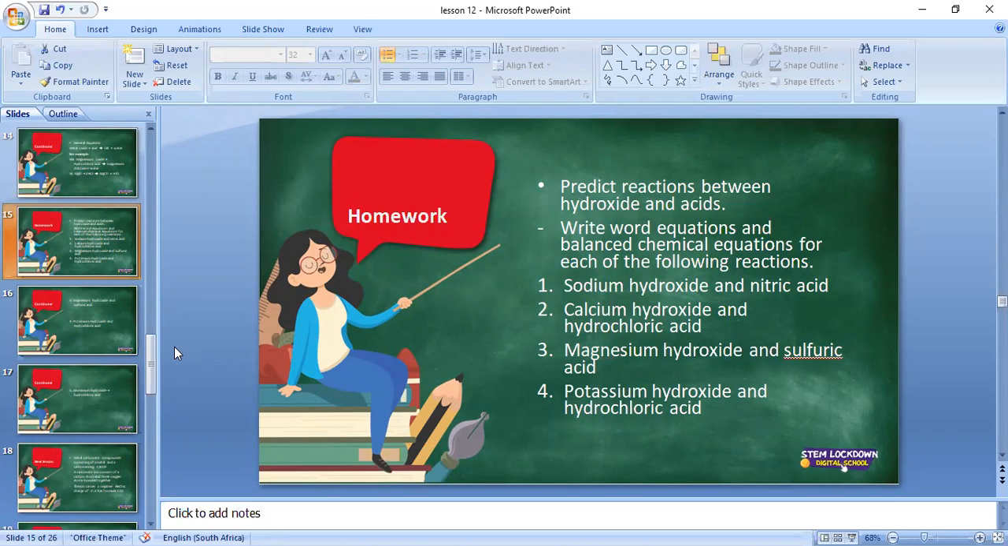Anyone else concerning today's lesson? This is the interesting part of chemistry, grade 9. Do you have any questions so far? Raise your hand and I will address it. Where is Mkosi? Where is Chulile? Where is James? Where is everyone else? Where is Khan?